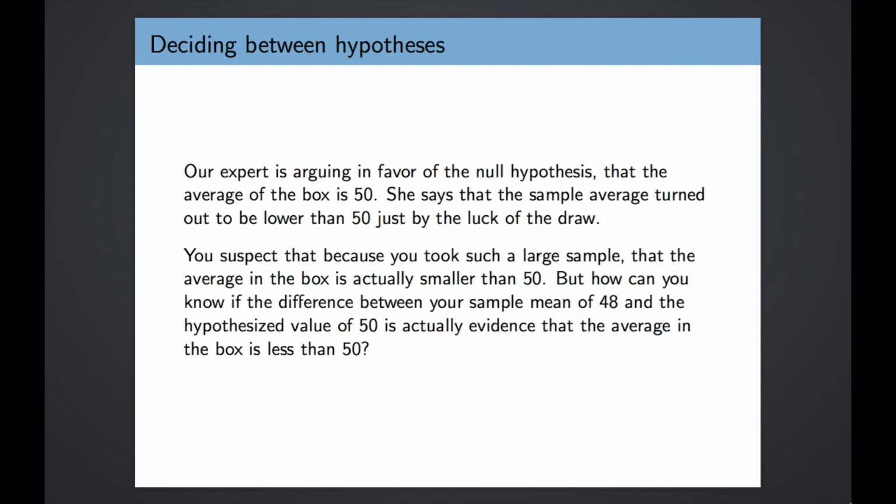So the expert that you talked to is supporting the null hypothesis, this idea that the average number of all the tickets in the box is 50. And her argument is that the reason your sample mean is different from the real population mean is just due to the luck of the draw, a random sampling error. But you suspect that because you took such a large sample, because you looked at 500 tickets, the average in the box is actually smaller than 50. So how do you know if what you found, a sample mean of 48, actually gives you information that could lead you to conclude that the population mean in the box is different from 50? That's what we're going to talk about next.